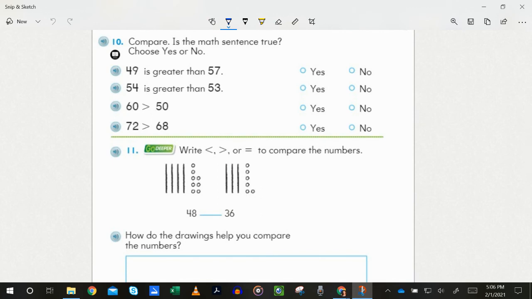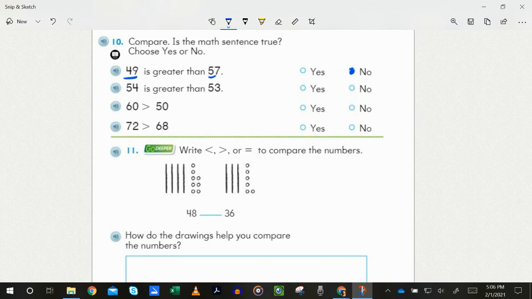Number 10, 49 is greater than 57. The answer there is no. Okay, we have 4 tens and we have 5 tens. 5 tens is going to be the greater number. So it should say 49 is less than 57.